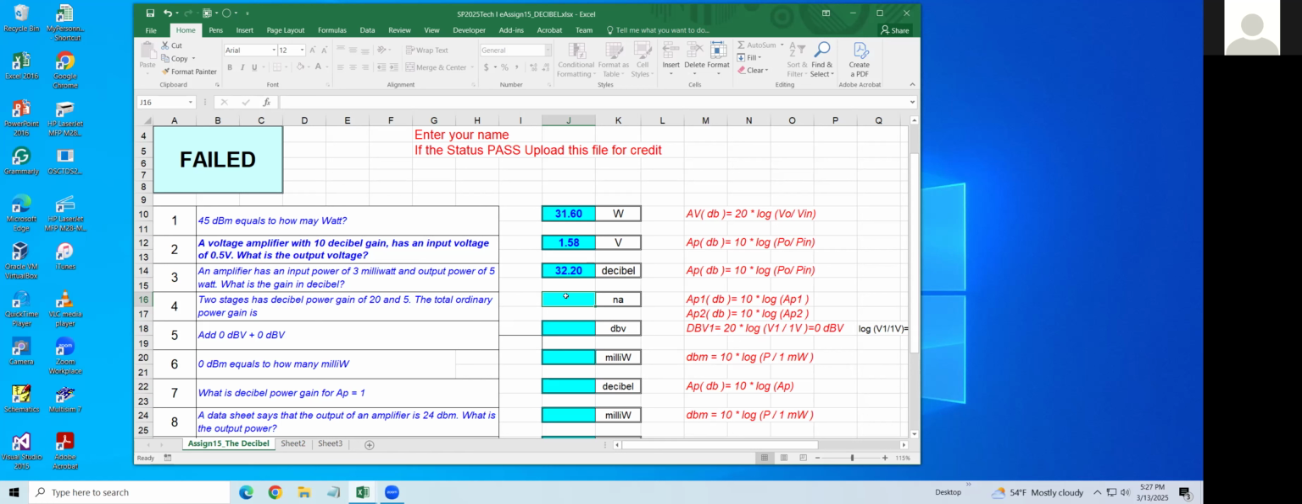Make sure you calculate AP1, that's 20 dB, and you calculate AP2, 5 dB. The ordinary power gain will be multiplied. Okay? dB gain you're adding up. However, ordinary gain has to be multiplied.